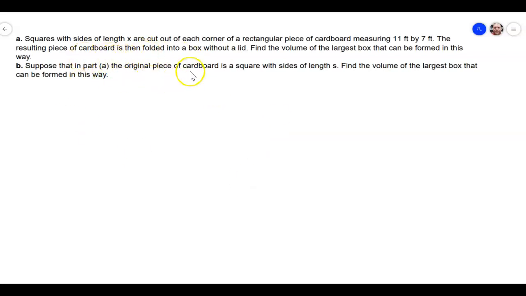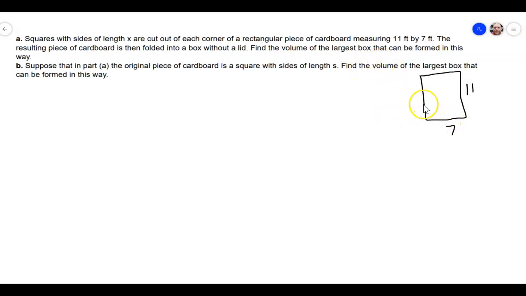This is number 8. It says squares with side length x are cut out of each corner of a rectangular piece of cardboard measuring 11 by 7. So I have 11 by 7 here. The resulting piece of cardboard is then folded into a box without a lid. Find the volume of the largest box that can be formed.